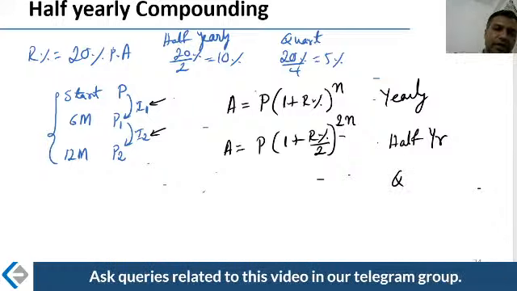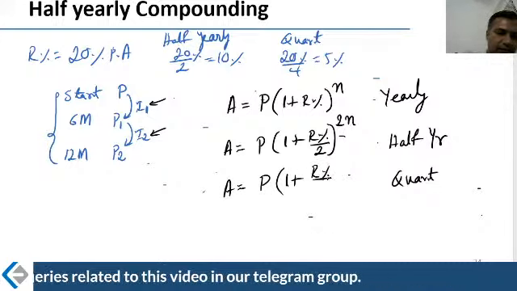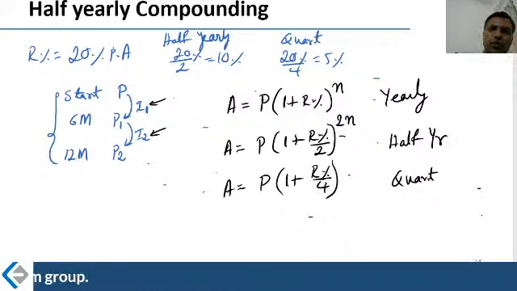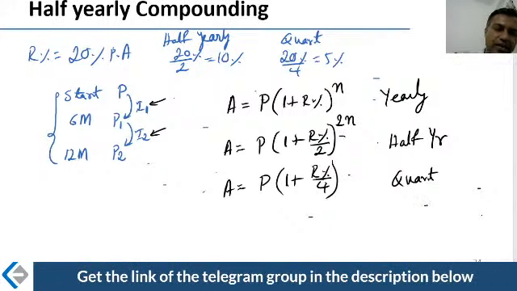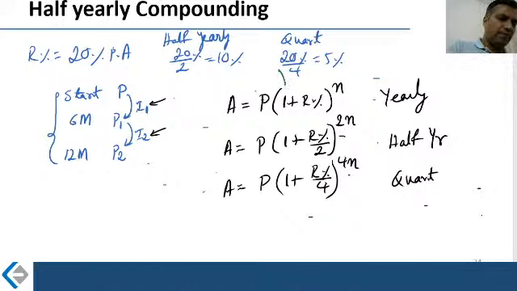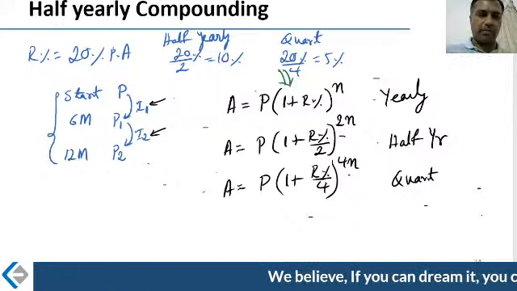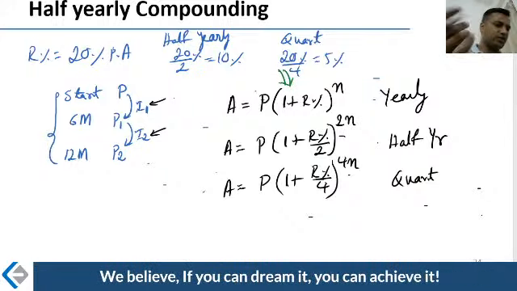Good. What if it becomes quarterly? Quarterly means 4 times in a year. Then the amount would become P times 1 plus r percent divided by 4. In a single year, there will be 4 compounding periods. Therefore, in n years, there will be 4n compounding periods, right? Perfect. Now all these are multipliers only, but how many multipliers to be used is the question.